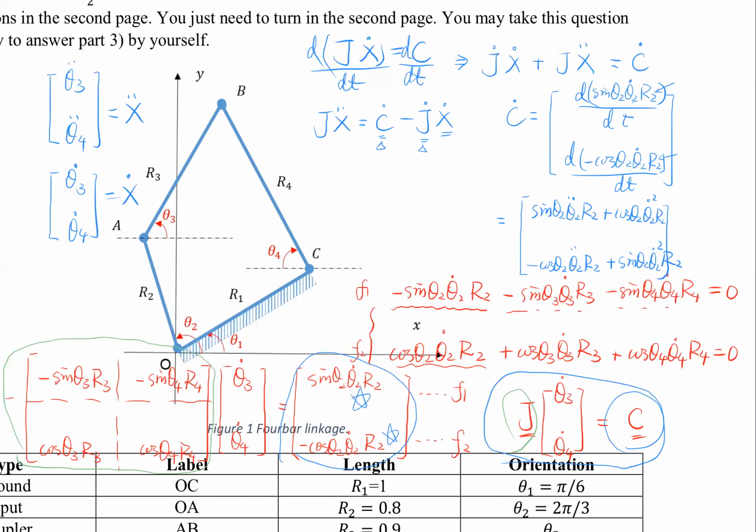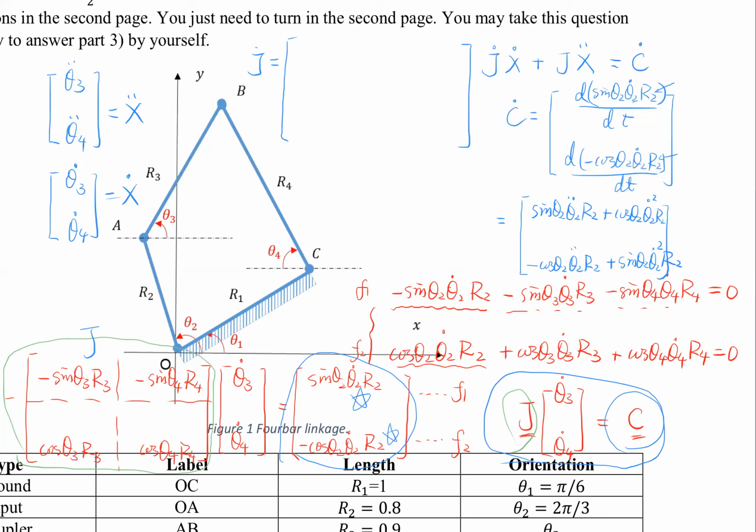So that's your C dot. And then you can also find your J dot. Your original J is here. Then your J dot is just the time derivative of all four entities. For sine theta 3, there is only one time varying component, which is theta 3. And then it becomes minus cosine theta 3 dot R3. And then minus cosine theta 4 dot R4.